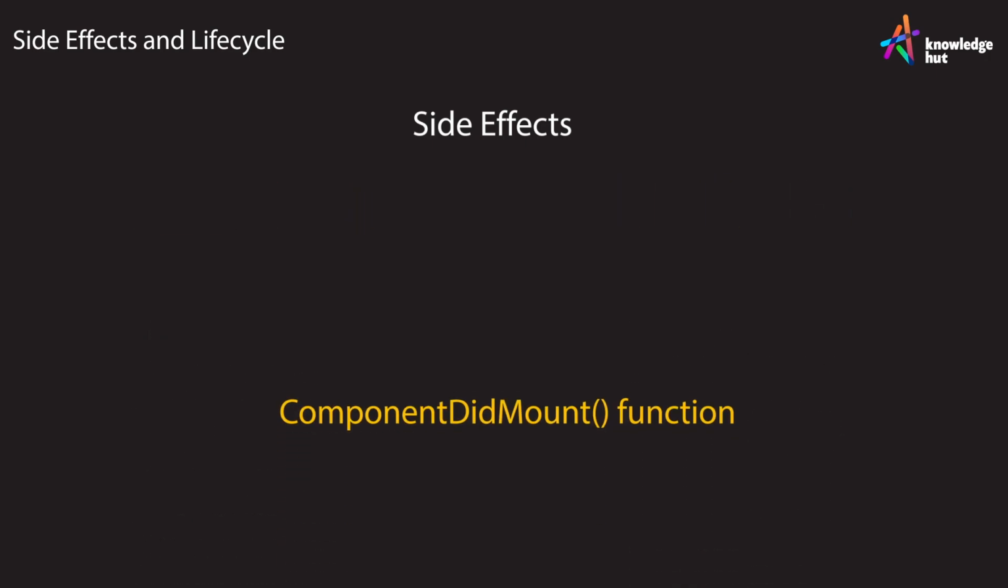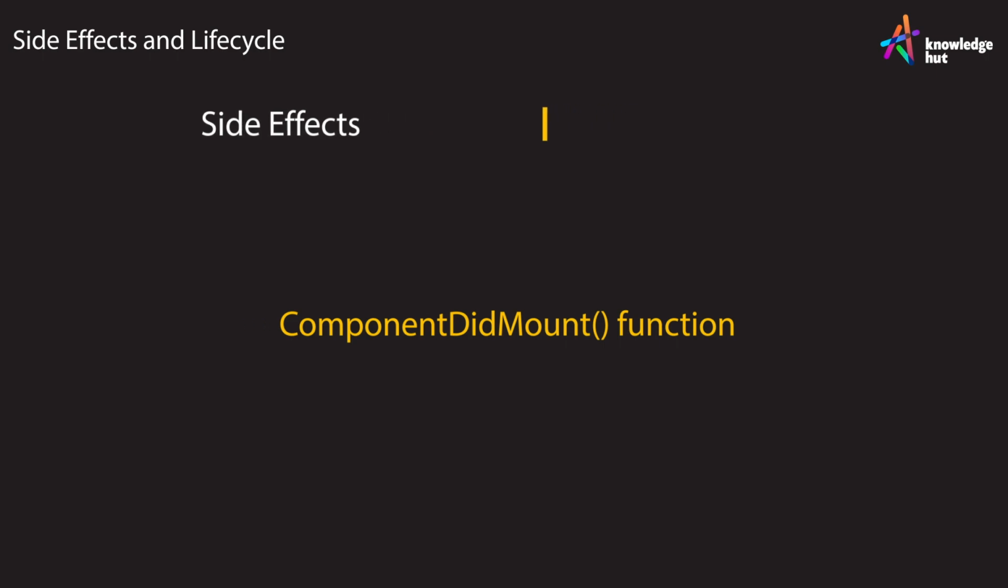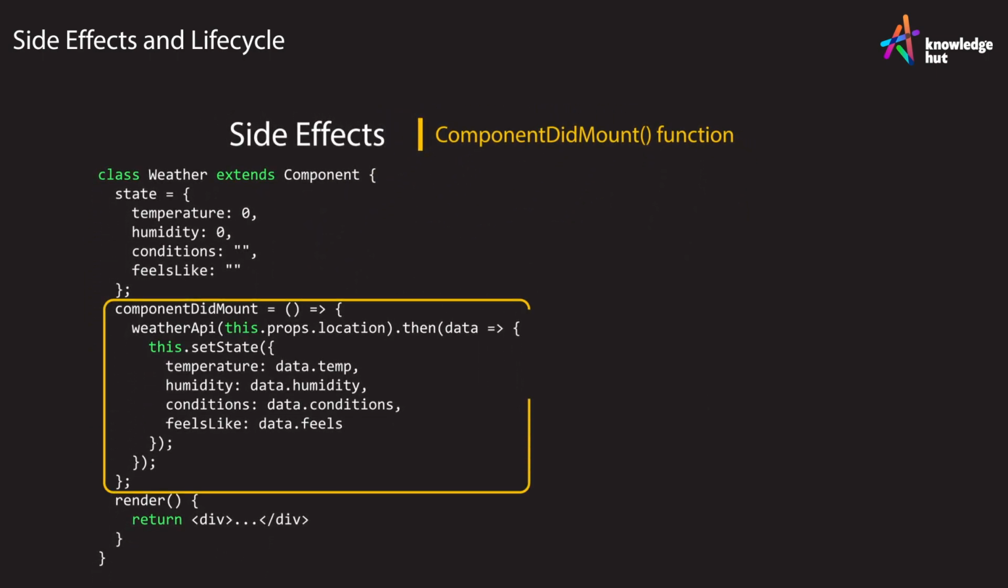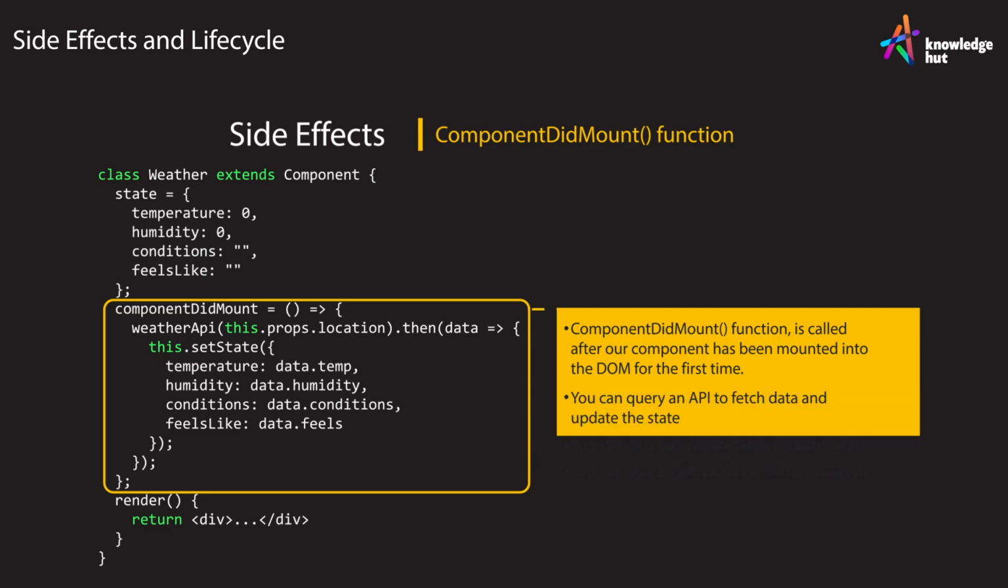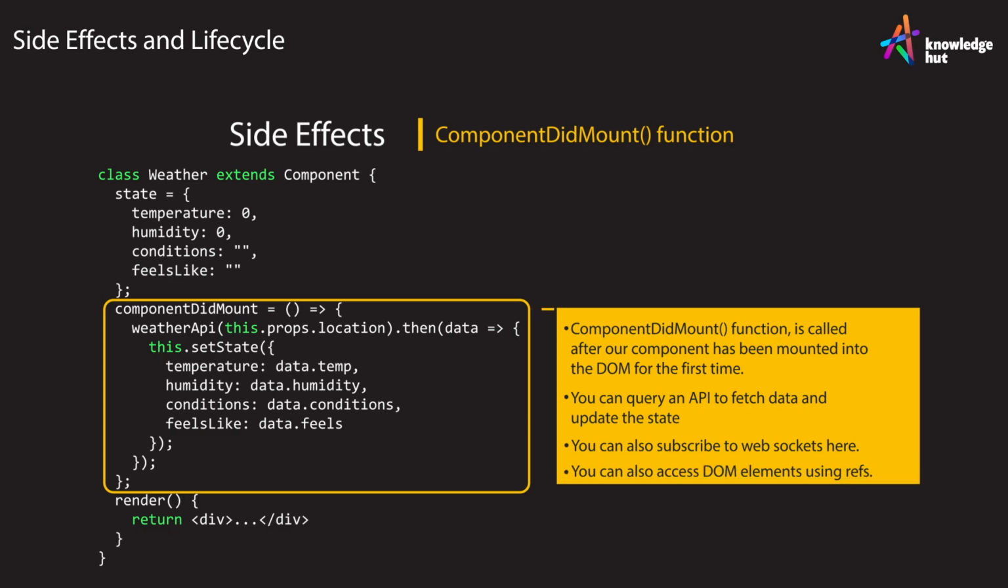Let's begin our discussion with the componentDidMount function first. This function, as you would recall from the last video, is called after our component has been mounted into the DOM for the first time. You can then query an API to fetch data and update the state, which causes the component to update and display the results. You can also subscribe to WebSockets here and attach event listeners for data. For instance, this would be needed for an app that displays real-time stock market rates. It should also be noted that since this method runs after the component has been initially rendered into the DOM, it can also access DOM properties using references if needed.